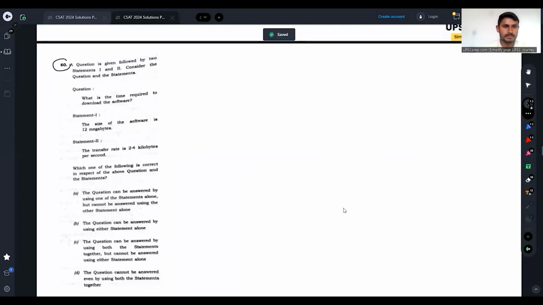See this 68th one. A question is given followed by two statements. What is the time required to download the software? Statement 1: the size of the software is 12 megabytes. So the size of the software is 12 MB.